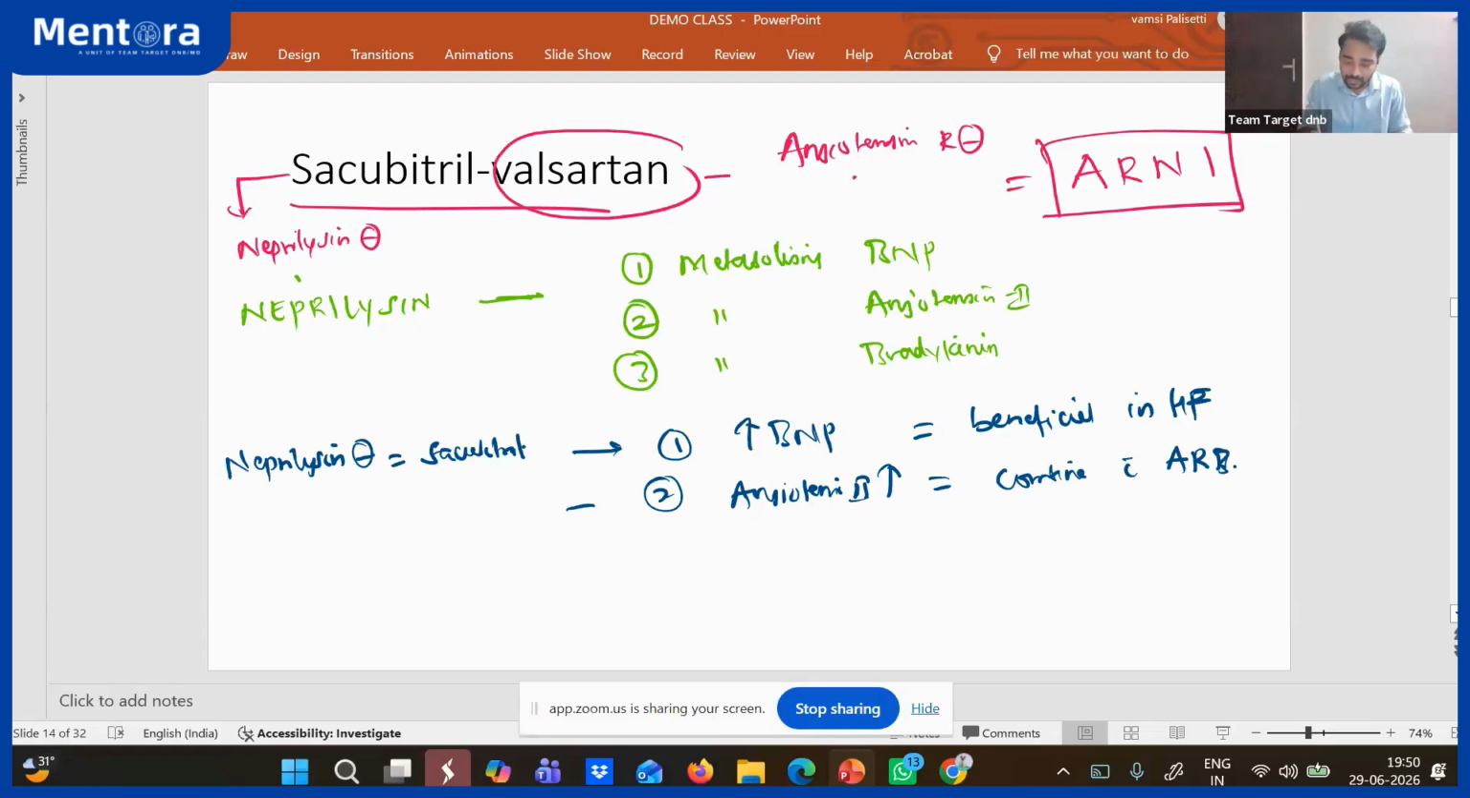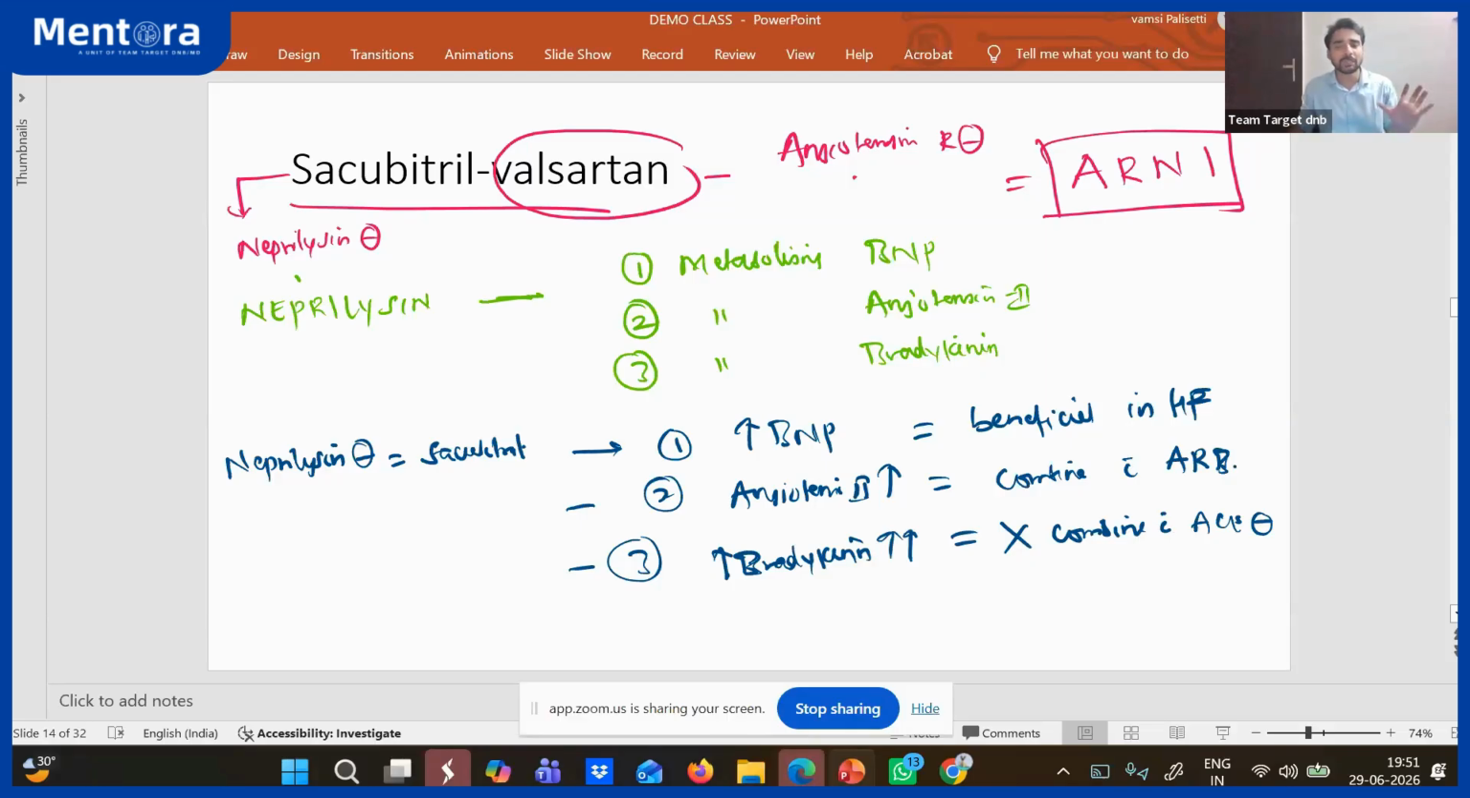You should always combine with an angiotensin receptor blocker like valsartan or candesartan. Okay. And third thing, because of giving sacubitril, it cannot metabolize bradykinin. So bradykinin is also elevated. Your ACE is the one which is metabolizing the bradykinin. So if you combine with ACE inhibitors, you'll have a problem. So that's why you should never combine with an ACE inhibitor. Don't combine with ramipril, don't combine with enalapril and all. Always combine with valsartan and all. Right? So these are simple things.